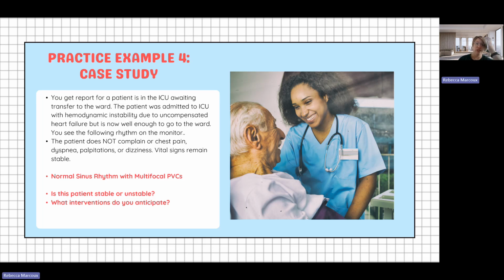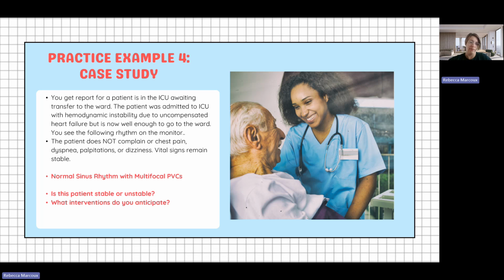So is this patient stable or unstable? He's awaiting transfer to the ward. He doesn't complain of chest pain or shortness of breath. His vitals are stable, so he does not have any impaired symptoms of cardiac output. So he would be considered stable. Do you anticipate any interventions for this patient, or do you have any concerns about this patient? I want you to think about this a little bit because it really depends. So this patient is stable.